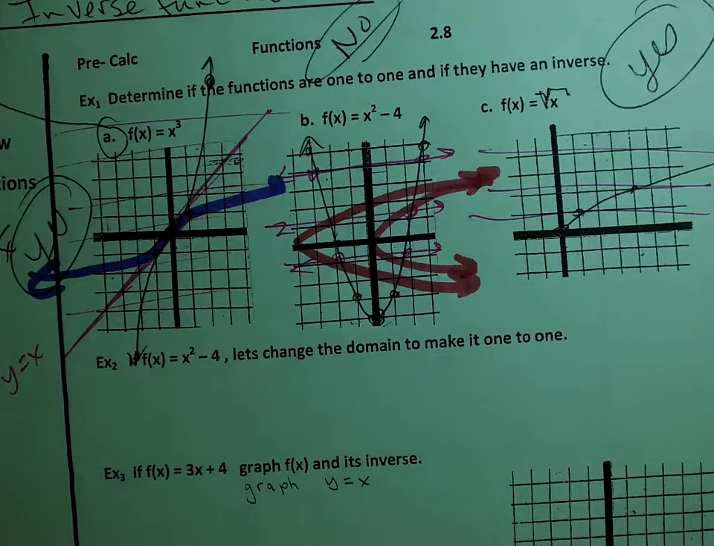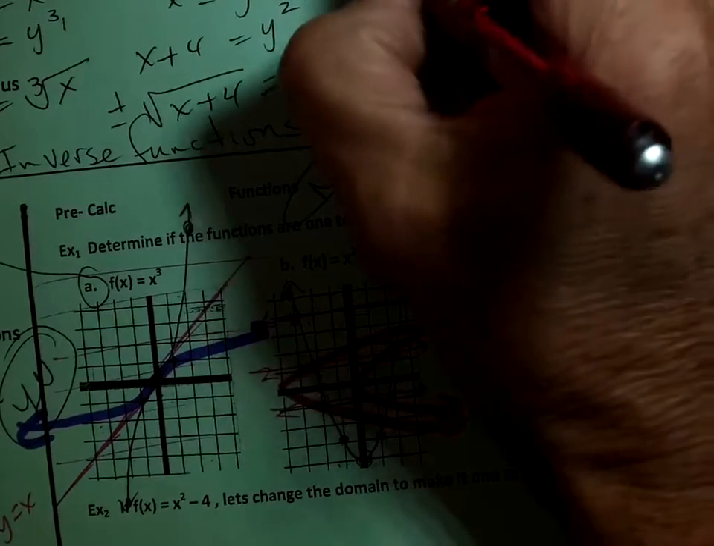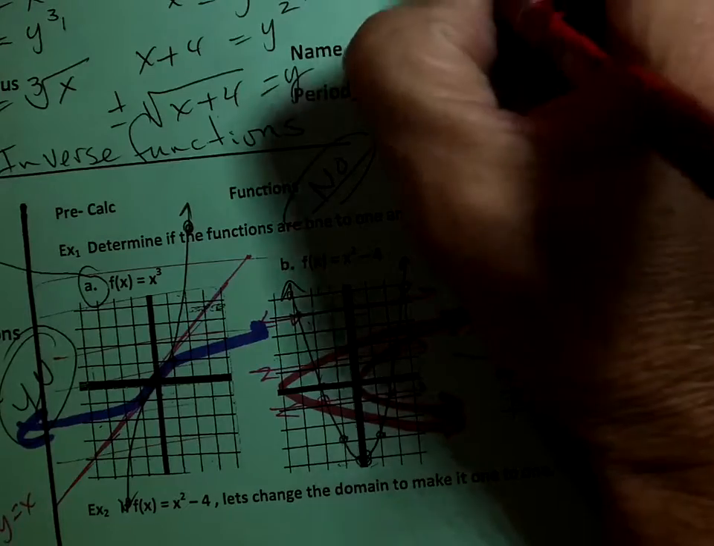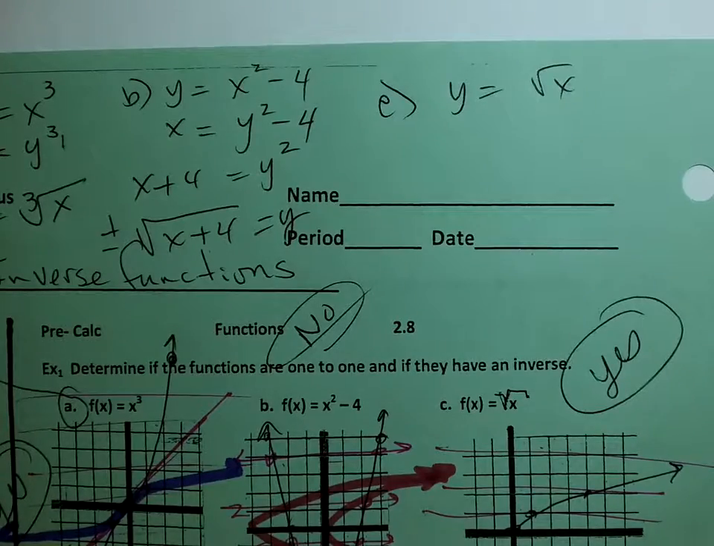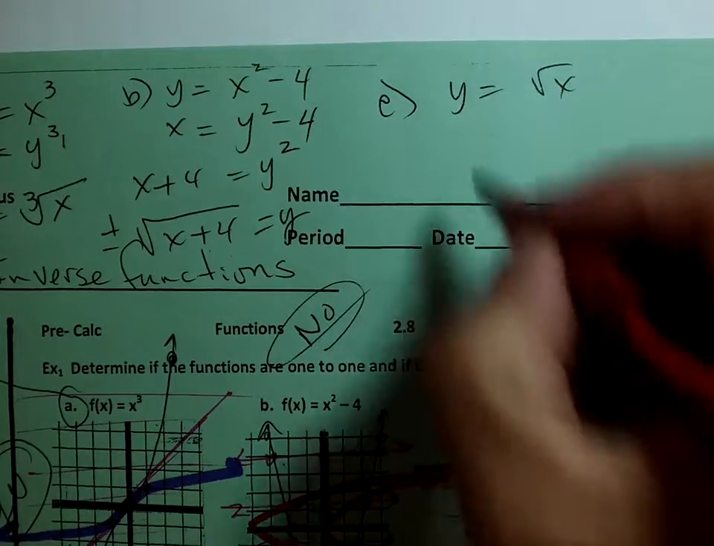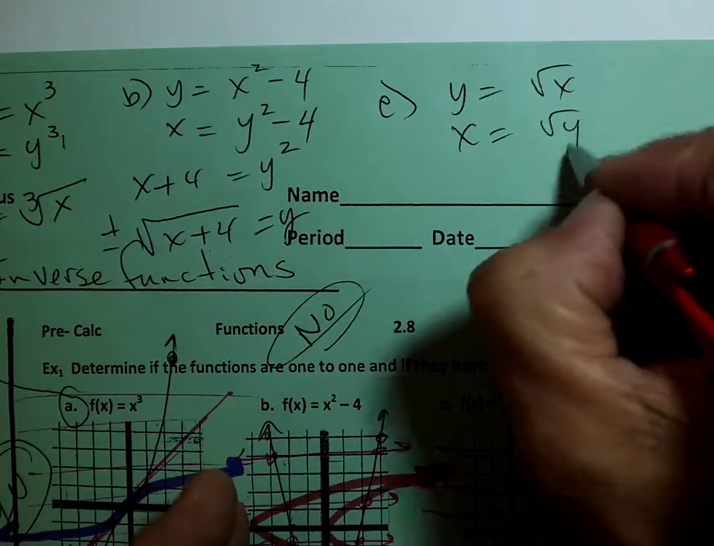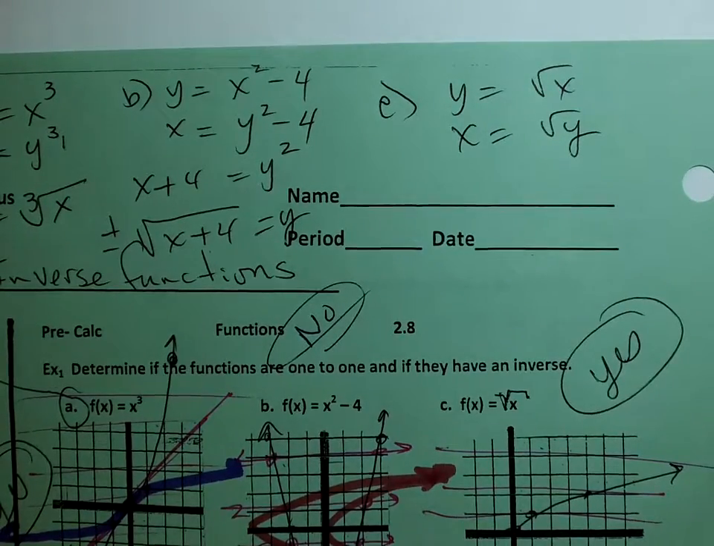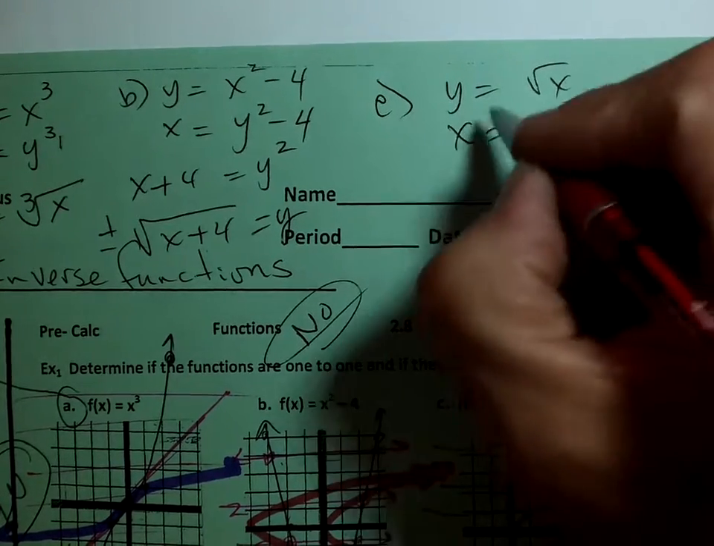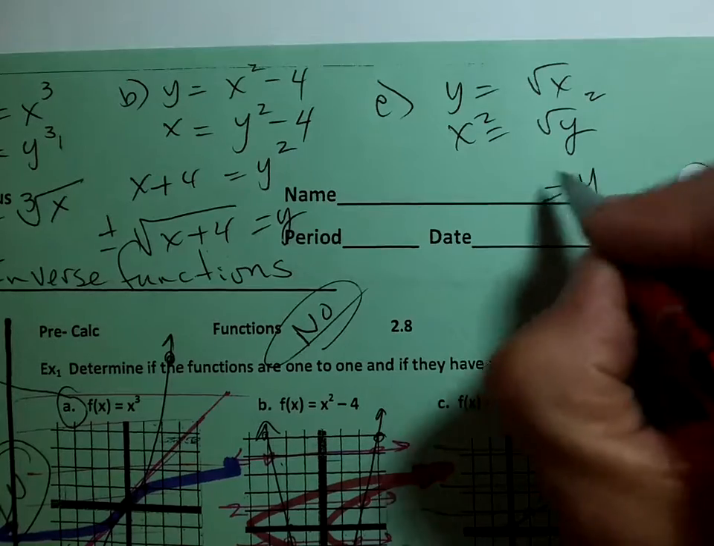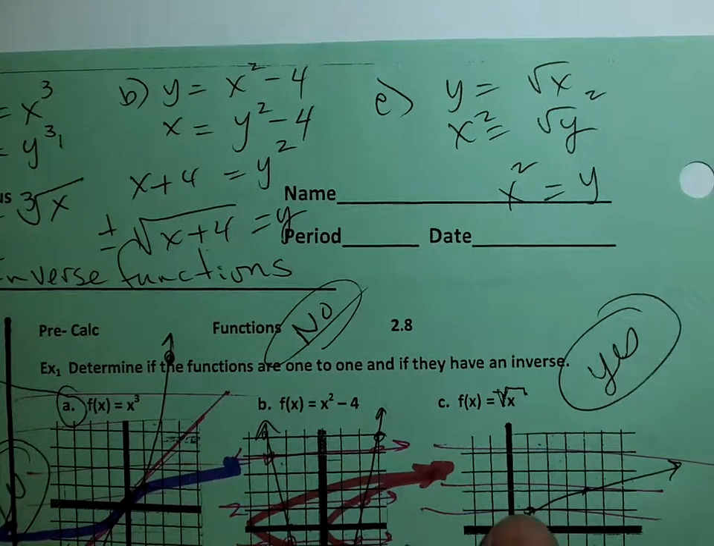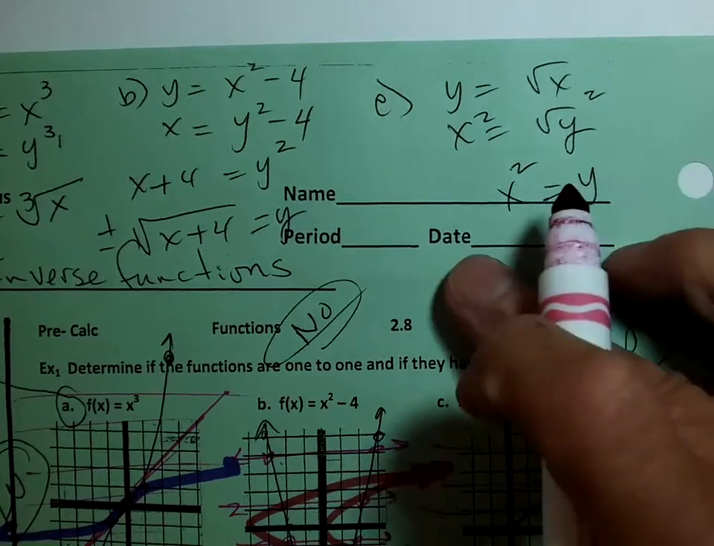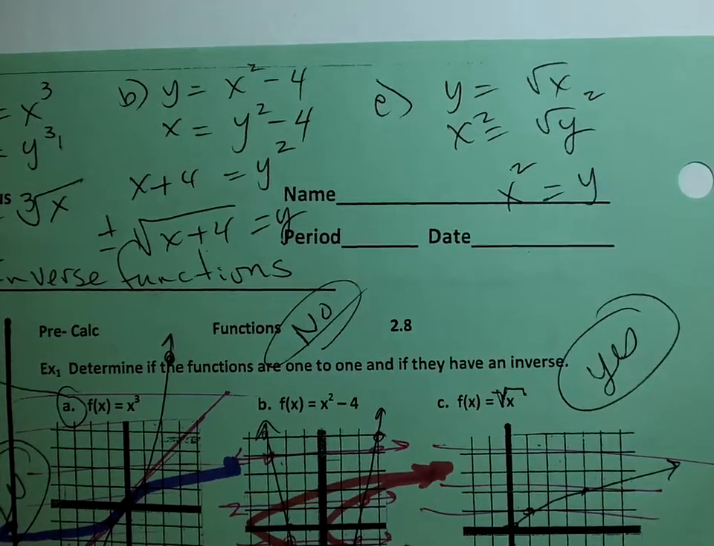Now the third one, C, you've got y equals the square root of x. Switch the variables, make it x equals the square root of y. How are you going to solve? Square it, right? Y equals x squared. Now, check this out. This is really important. Y equals x squared is the same thing as x squared equals y.